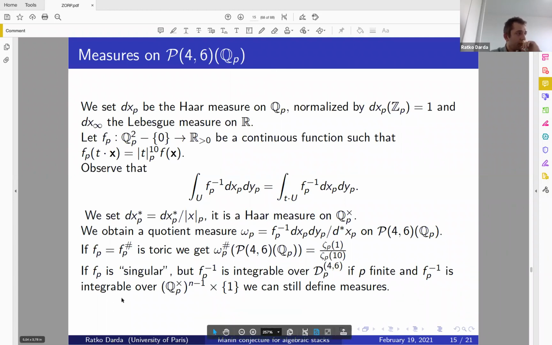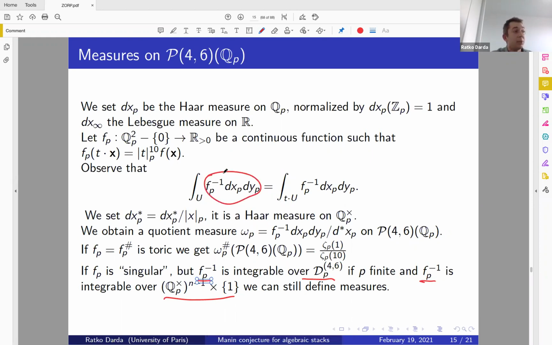Now, even if you have a singular metric, if the corresponding function f_p^{-1} is integrable over this set, and p is finite, or if p is infinite, then you require that f_p^{-1} is integrable over this set, you can still define measures. This is going to be a Radon measure on Q_p^2 minus 0, and it's going to be invariant for the action. And you can still define quotient measures, and hence we define measures even when our metrics are singular.